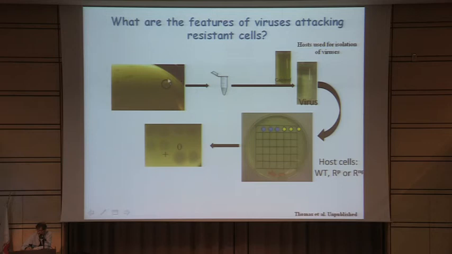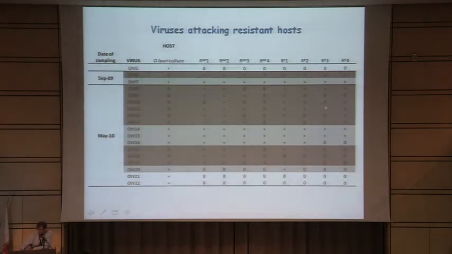To better characterize that, we tried to characterize the features of viruses attacking the resistant cells. So we picked up the lysis plaques, amplified the virus in liquid, and then tested these viruses on different host cells: the wild type, and different clones of producer or non-producer resistant cells. Here you have the different host strains where it has been tested: the wild type, the sensitive cells, 4 clones of resistant non-producers, and 4 clones of resistant producers. And we got different kinds of viruses.